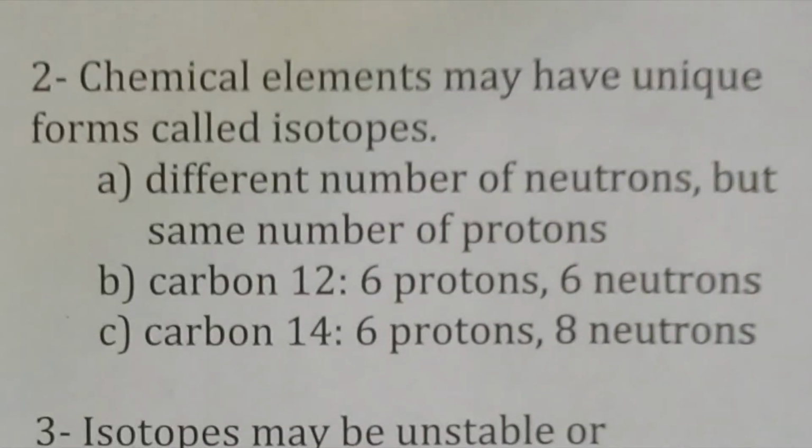2. Chemical elements may have unique forms called isotopes. Each element has a specific number of protons. Isotopes have different numbers of neutrons but have the same number of protons. So carbon-12 would have 6 protons and 6 neutrons. Carbon-14 would still have 6 protons, but has 2 extra neutrons, 8 neutrons total.